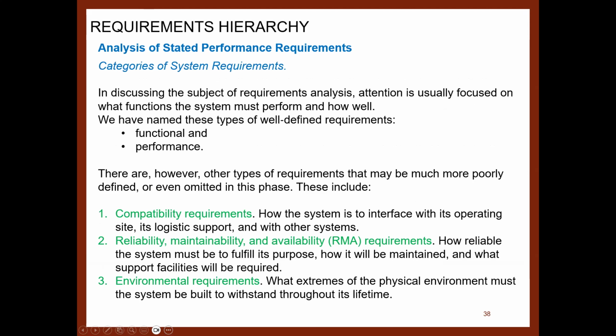Categories of system requirements. Attention is usually focused on what functions the system must perform and how well. We have named this type of well-defined requirements as functional and performance. There are, however, other types of requirements that may be much more poorly defined or even omitted in this phase. This includes compatibility requirements, reliability, maintainability, and availability requirements, and also environmental requirements.